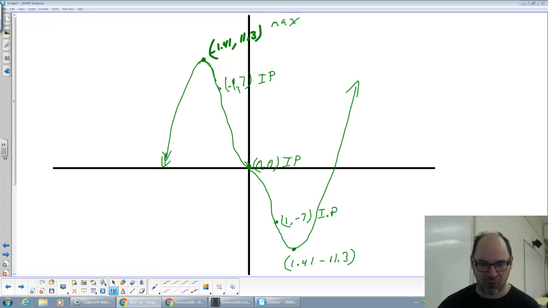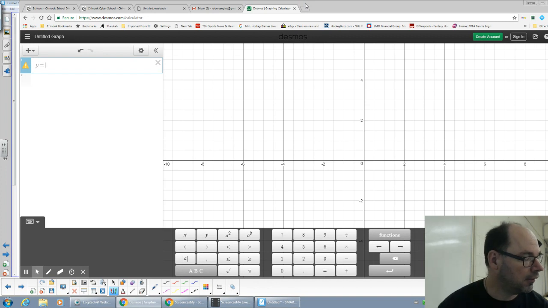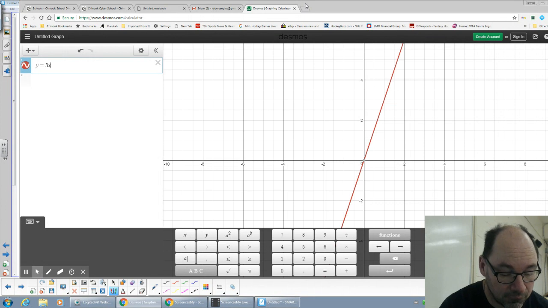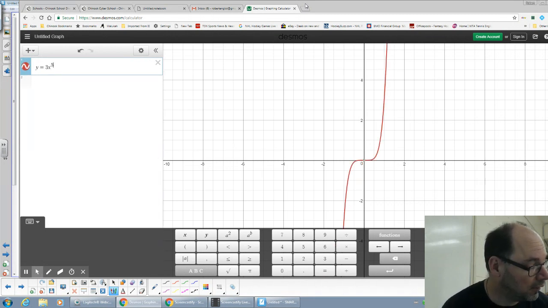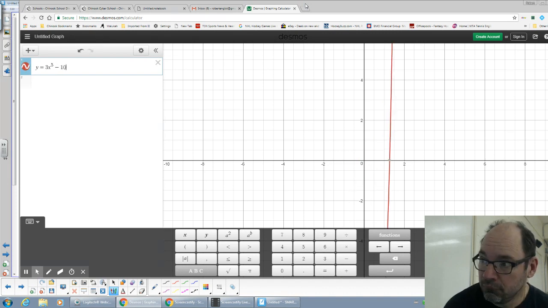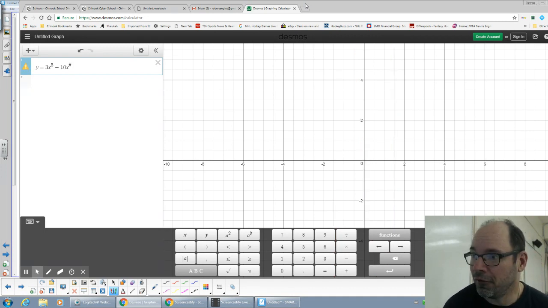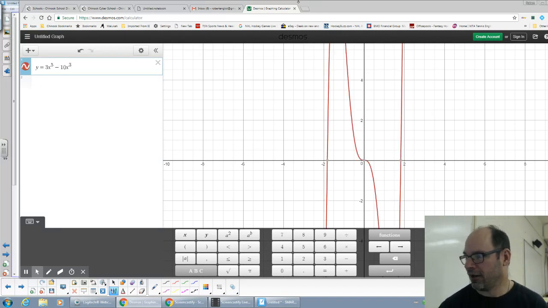So this is always a nice thing about technology. We can just hit up Desmos, plug in our graph and see if it matches up with ours. So let me bring over Desmos here. Okay, and we had y equals, what was it now? I can't remember. 3x to the 5th minus 10x to the 3rd. All right, so here's our graph.